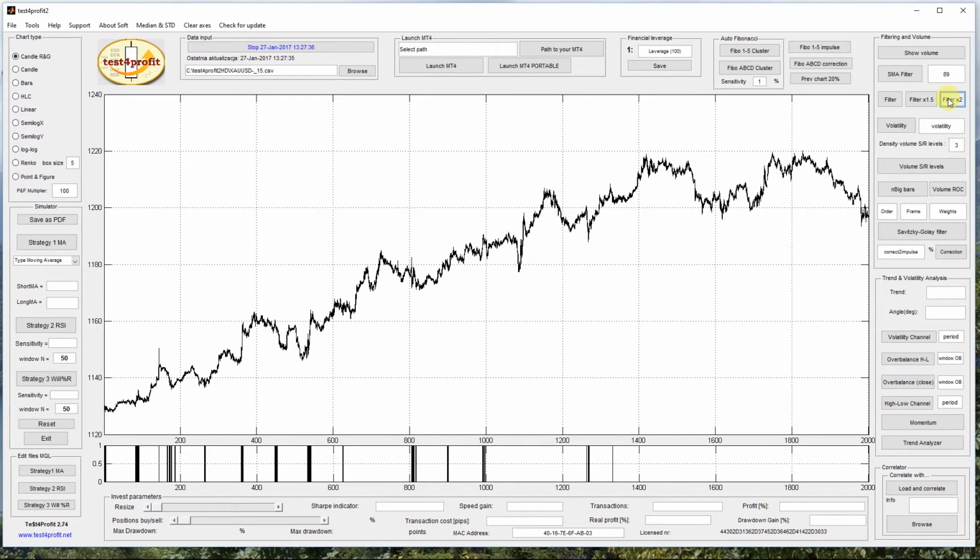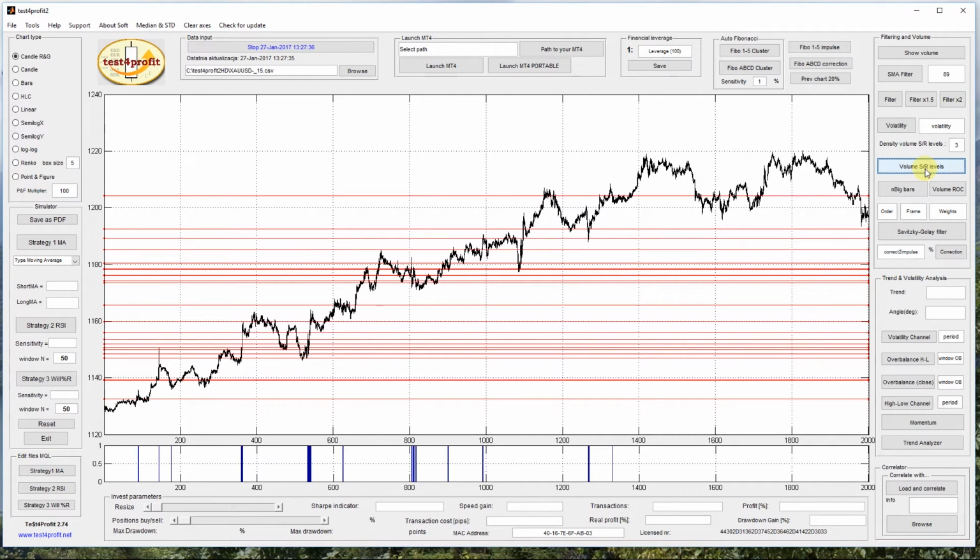Is it possible to see it in a different way? We would like to see it on the chart, in horizontal levels. For that purpose, please push the volume S/R levels button. Volume S/R levels means volume support and resistance levels. Those are the levels. Firstly, we can see that lower than the accumulation area and higher than the distribution area, the level of volume is weak. No lines are there.